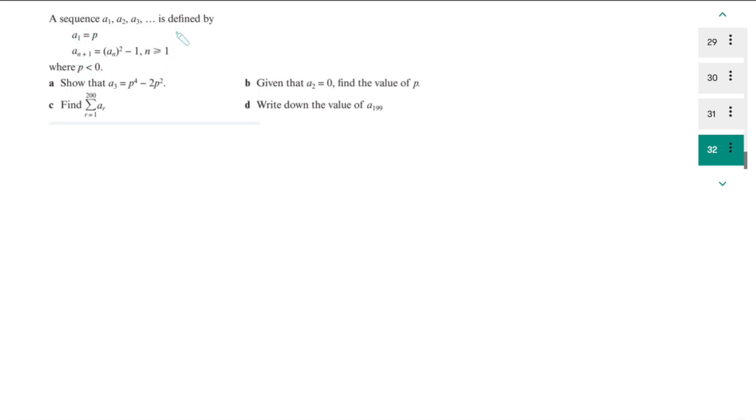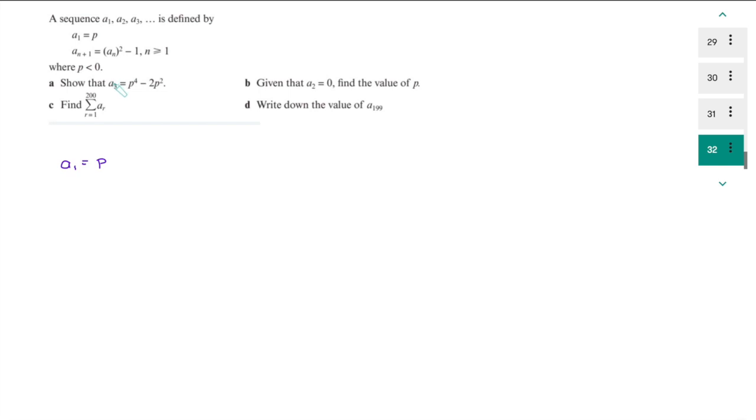So what have they told me? The first value here, a1, is p. So it's a bit unusual, we haven't got an actual number here. And then to get a(n+1), I've got to do a(n) squared minus 1. And this is true for n greater than or equal to 1. So the first thing we've got to show is what a3 is. We know a1 is p, and we're just going to pop this in.